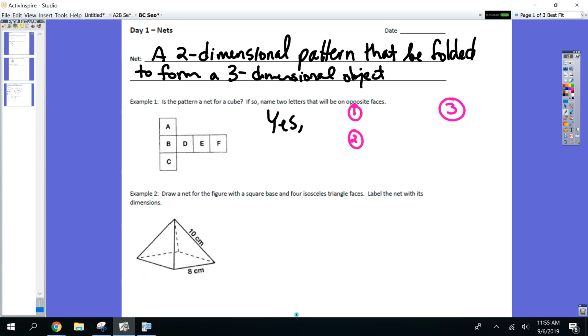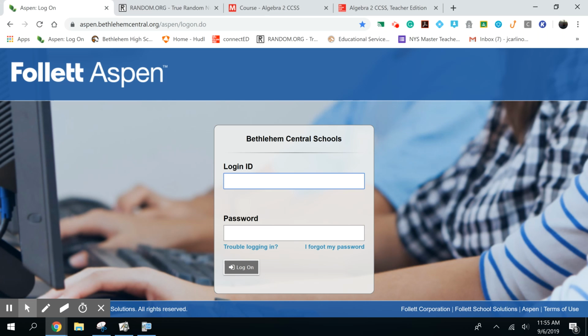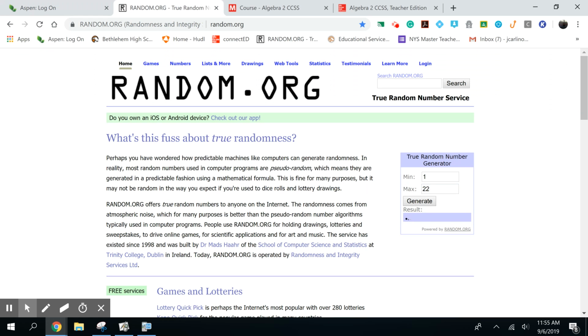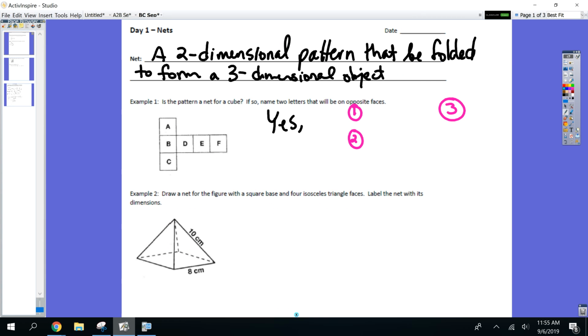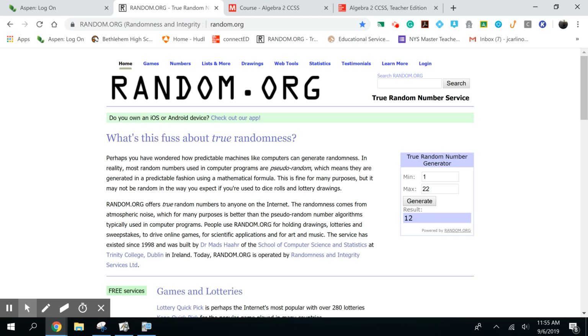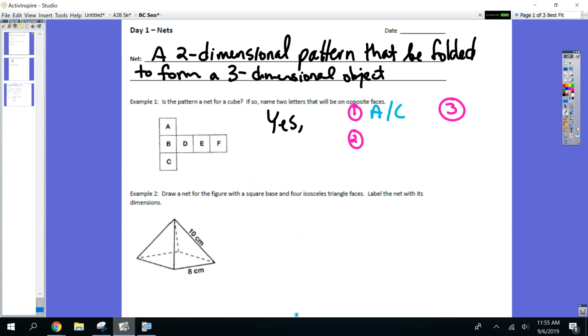Okay, let's see what we got. Let's see what you came up with for me. What do you got? Give me a pair. A and C are good to me. Yep. A and C. Give me another pair. B and E. I like it. I won't ask anybody the next pair because by process of elimination, it should have been D and F. Okay?